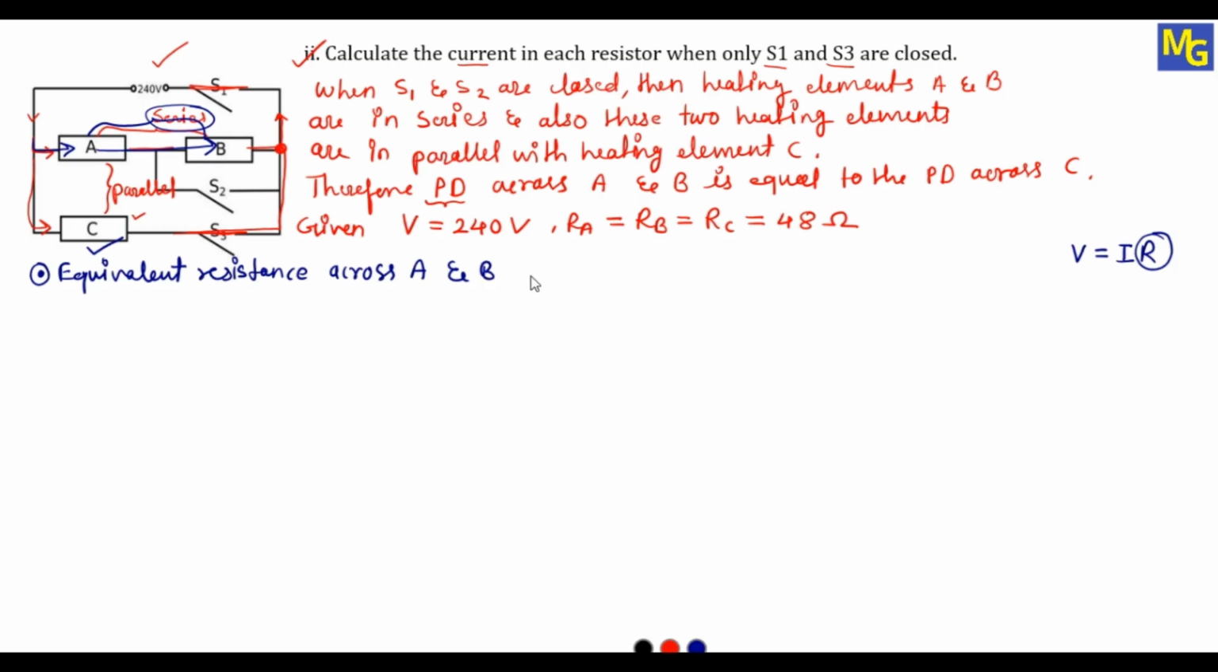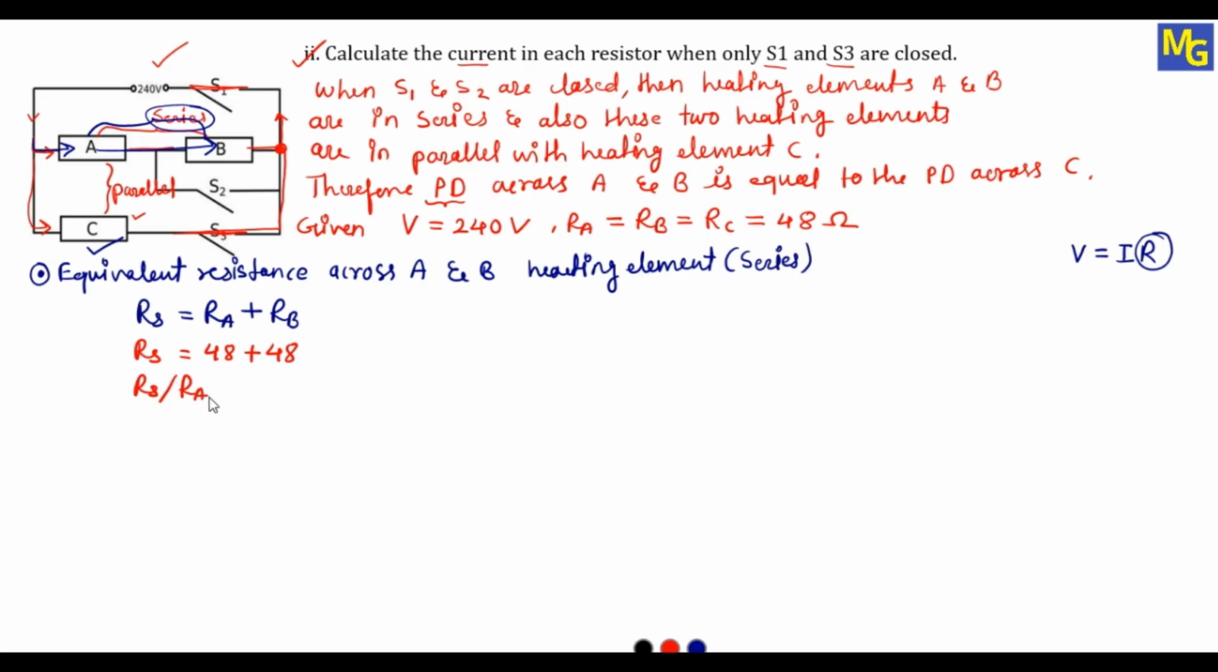And how these both are connected? They are connected in series. So we know the formula of series connection. So what I can take? Rs is equals to Ra plus Rb. Now what is Ra, Rb? Already we have wrote. Substitute the values. Rs is equals to 48 plus 48. So Rs I can write, or we can say Rab, equivalent resistance across A and B, will be how much? 96 ohm. So we got here resistance.